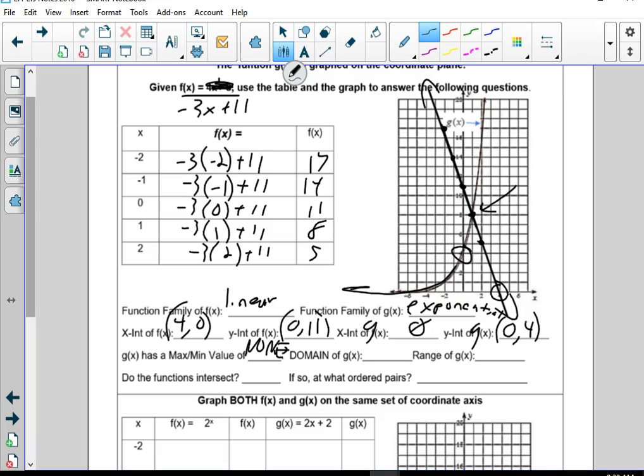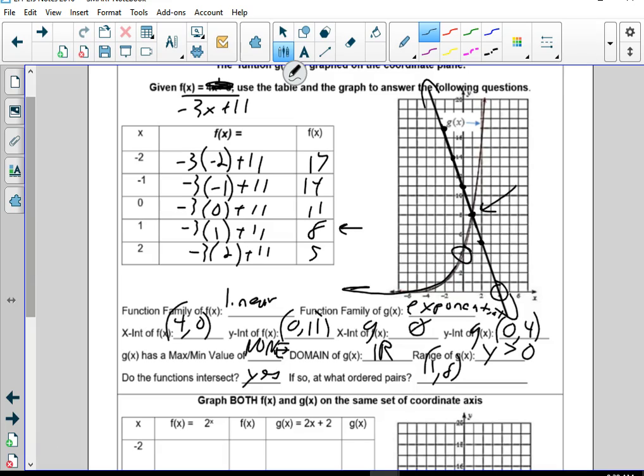Now the domain of the exponential, how far left and right does it go? It goes on forever. The range, y is greater than 0. Remember, not greater than or equal, just greater than, because it never hits 0. Ever. Do the functions intersect? Yes, they do. At 1, 8. We saw that right off the bat. That's this point right here, 1, 8.